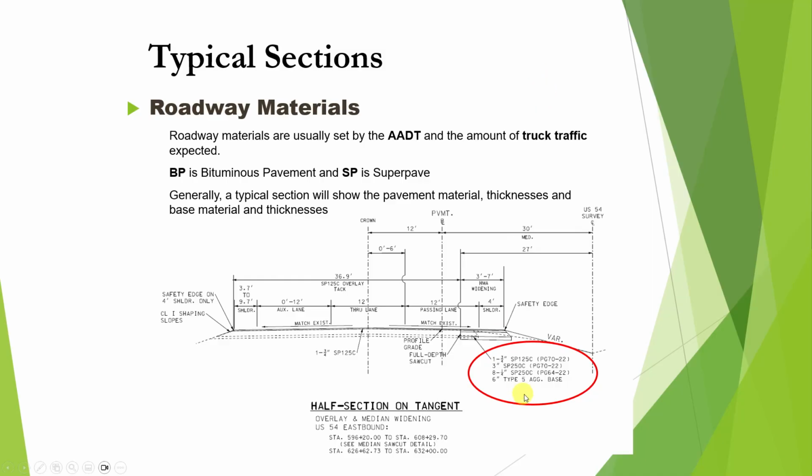So you can see in this example, we've got some information down here. They're using 1 3/4 Superpave, and then they're using, let's see, 3 inches of Superpave 250. So that's what they do. They point it into this area and they list it out so that you know what materials are being used. You can see there's a 6-inch type 5 aggregate base they're using as well. And again, with these typical sections, the important part is it represents a station range. So from this station to this station, we're doing this. Okay, so that's what this is about.